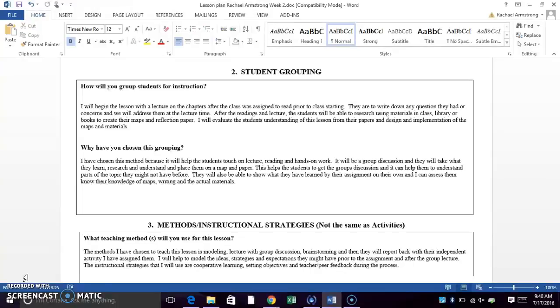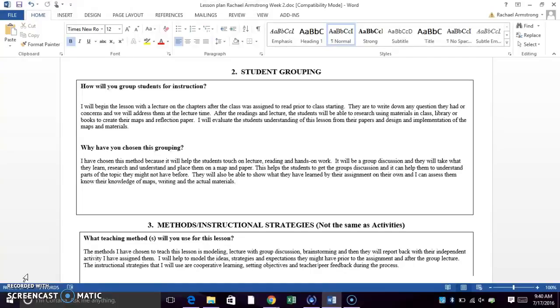I will evaluate each of the students' understanding of this lesson from their papers and the design and implementation of the maps and materials. Why have I chosen this grouping? I have chosen this method because it will help the students touch on lecture, reading, and hands-on work. I feel that it will be a group discussion and that they will take what they learn and what they research and understand and place them on a map and then write a paper about it.